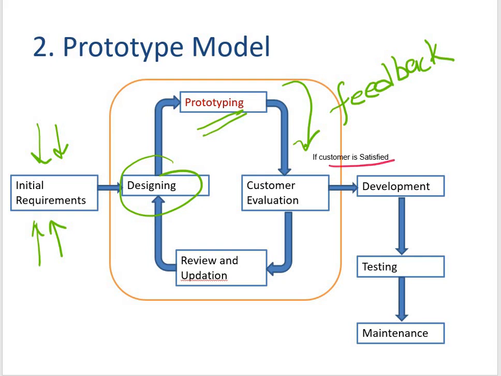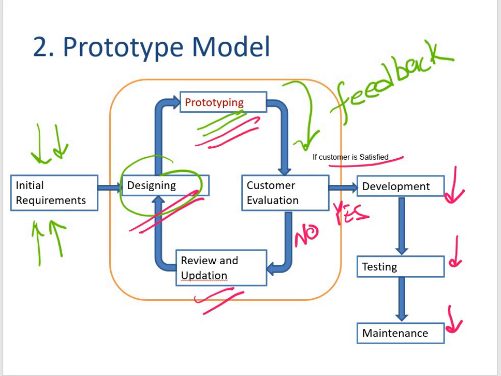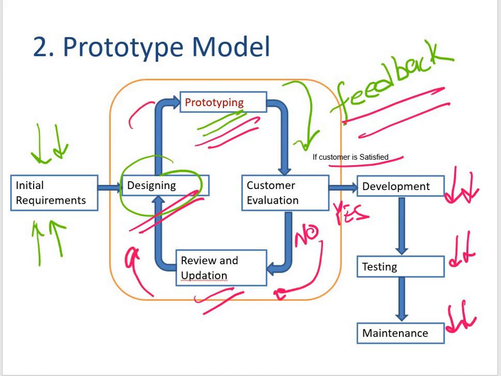And once the customer is satisfied, I go ahead with the actual development, then testing and the maintenance. Or suppose the client says no, the client is not happy with this prototype. In that case, I'll go ahead with the review and updation part. Once again, I'll bring some minor or major changes to the design, and to the prototype, and seek the feedback. If this time the customer is happy, let's go for the development, testing and maintenance, or else once again enter into this loop. So that's how it works.